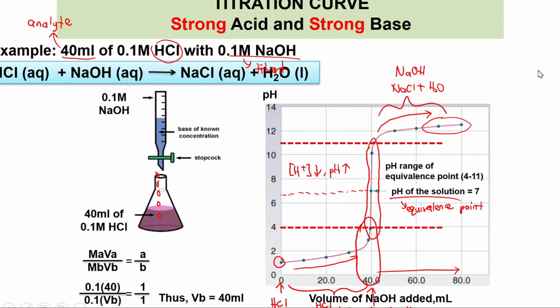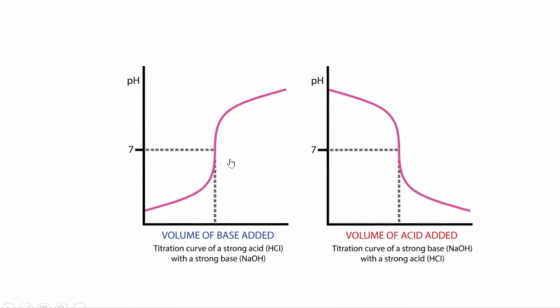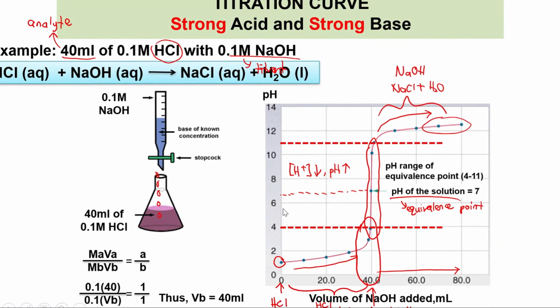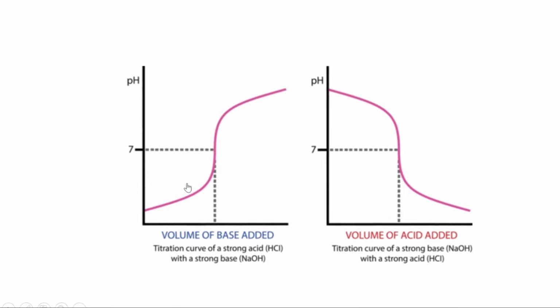Simple. It is very easy to sketch the titration curve. Next, in the example just now, HCl, our acid, became the analyte. How about when the base becomes the analyte and the acid becomes the titrant? How does the titration curve look like? Simple, you just have to flip the titration curve.